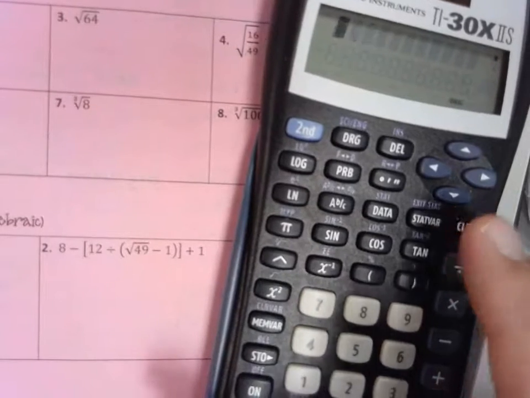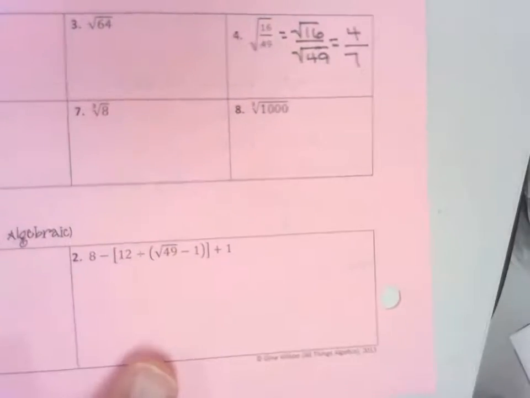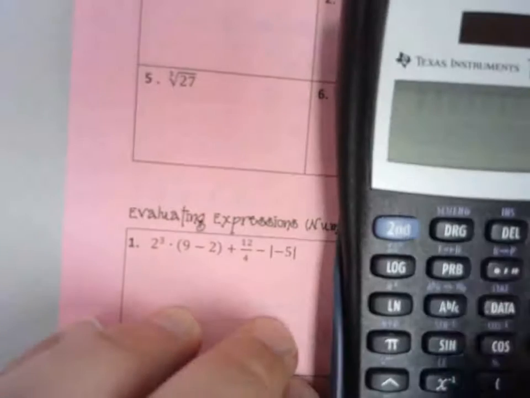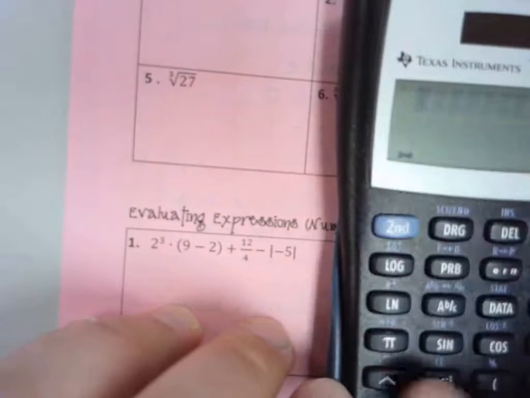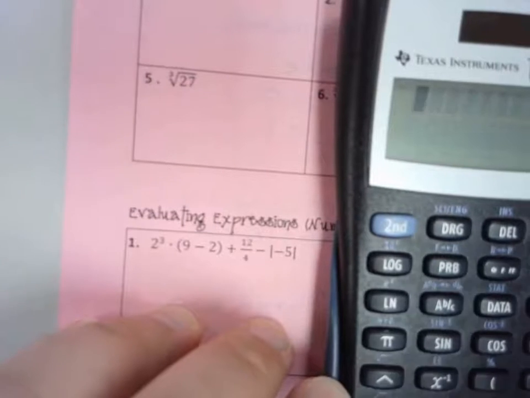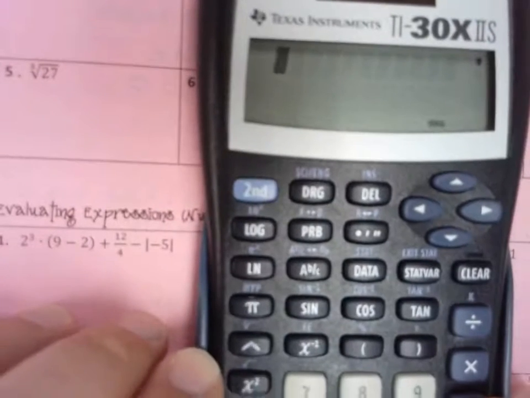Okay, let's look at cubes. Five through eight are cube roots. Let's look at cube roots. The easiest way to do a cube root is, you're going to press second. Yes, that's right. Thank you. Okay, so cube root.